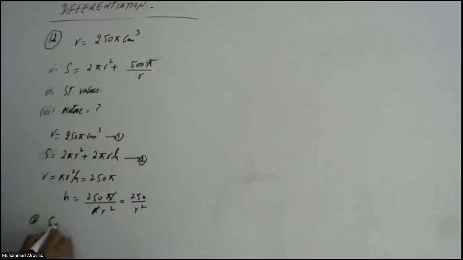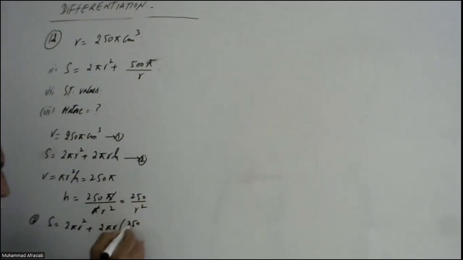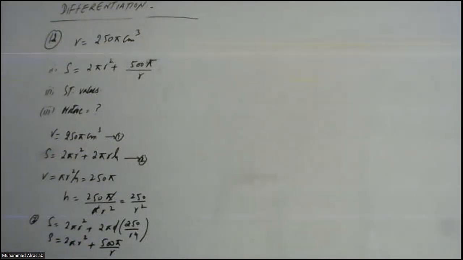Now we put this value into this equation number 2. Then S is equal to 2 pi r square plus 2 pi r into h, where the h value is 250 over r square. This r and this r cancel out. So that is finally equal to 2 pi r square plus 500 pi over r. And this thing we are going to show in the first part of it. Okay, S is equal to 2 pi r square plus 500 pi over r.